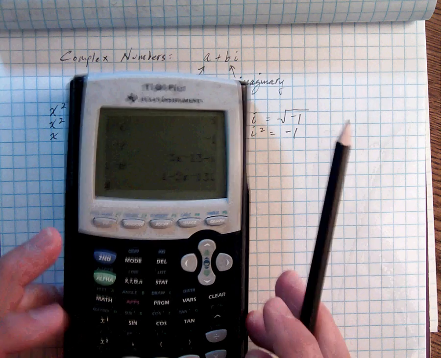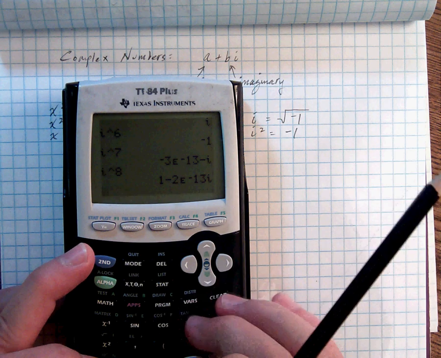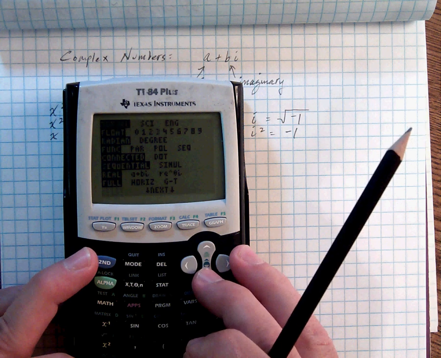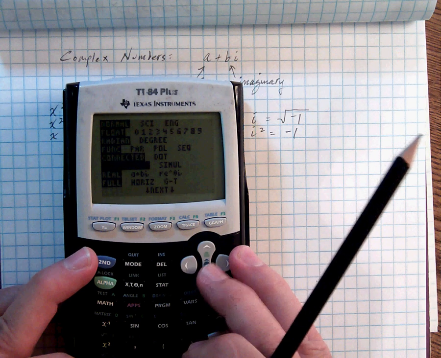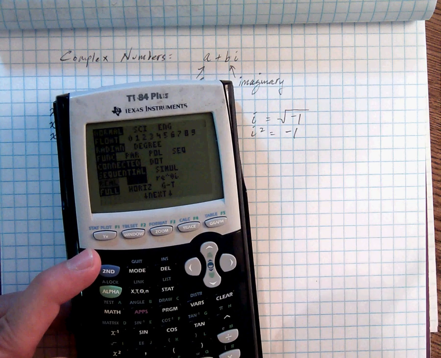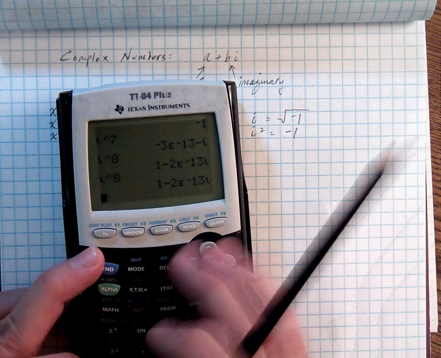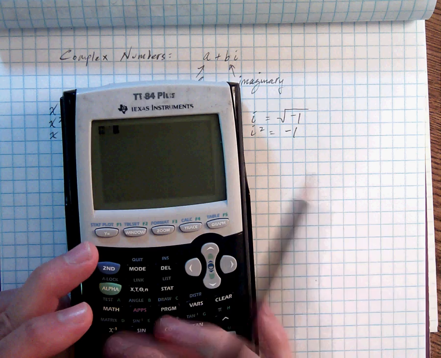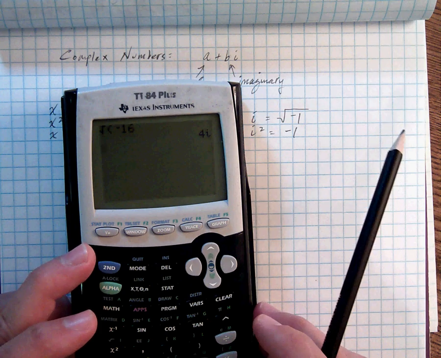Alright, if you're not able to get your i button to work like that, I think you can, let's see, that's in mode. Let's look here. You can put it in a plus bi mode, I think, right? Now let's see if I hit second enter, does it still give me that error? There may be situations where, if I take the square root of, let's say, negative 16, this gives me 4i, right?